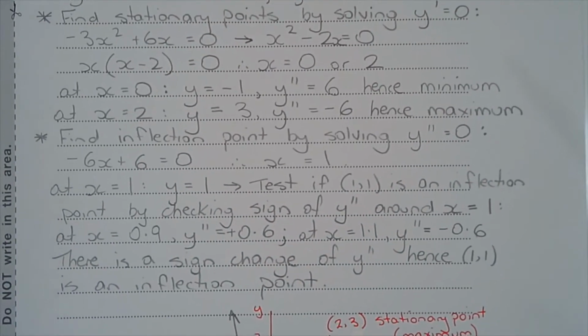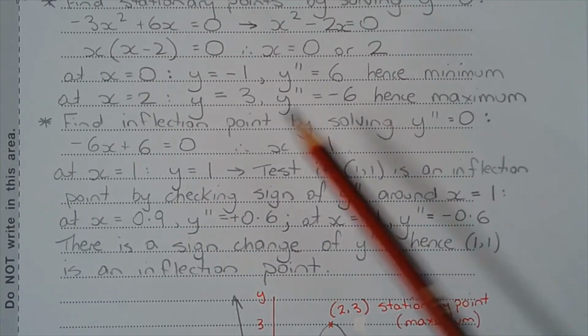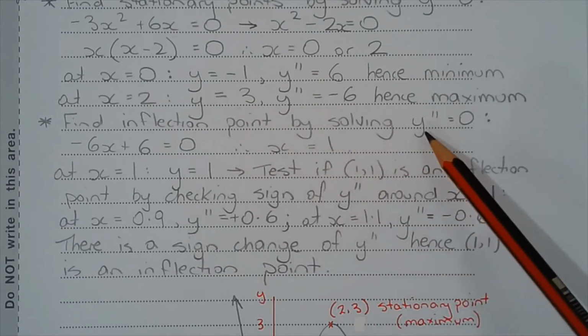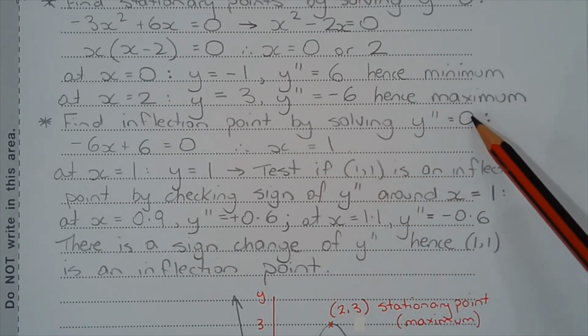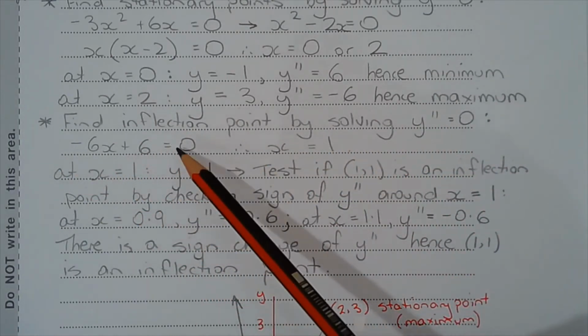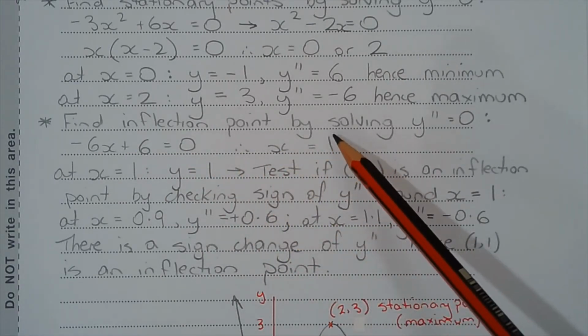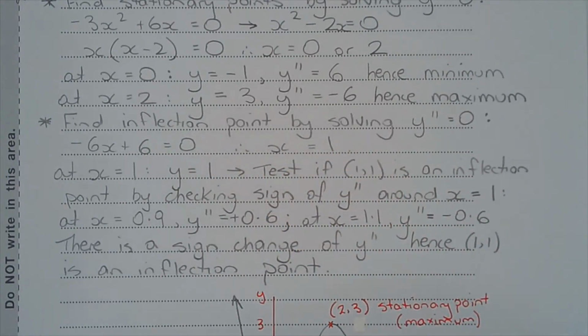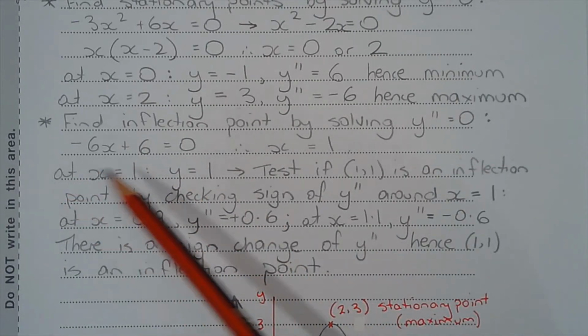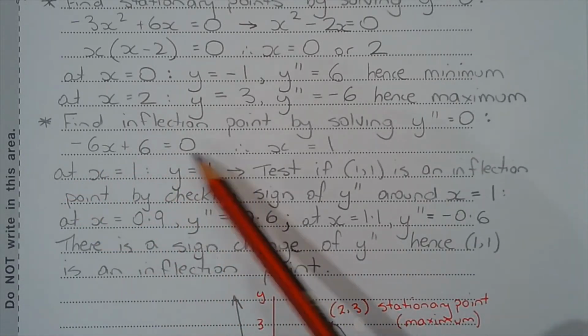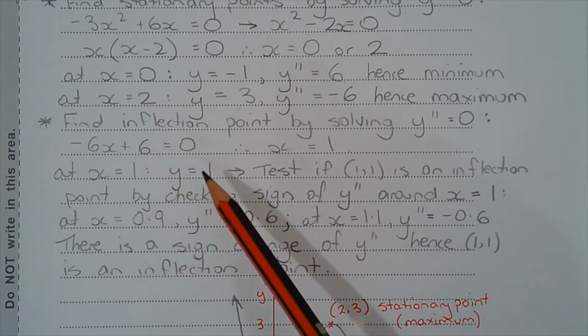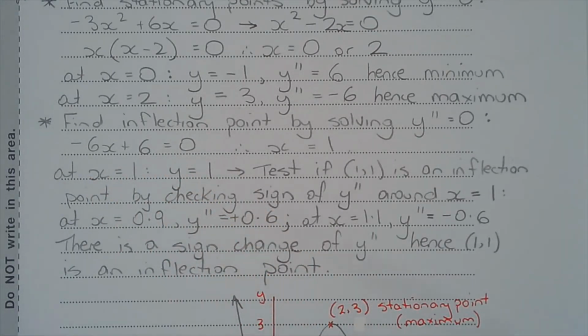Now to find the point of inflection. That can be found by solving the second derivative equal to 0. So that's negative 6x plus 6 equals 0, so therefore x equals 1. But we need to test to make sure that it is in fact an inflection point. It's a possible point of inflection at this point. So at x equals 1, y equals 1, so that's the coordinate of the possible inflection point.